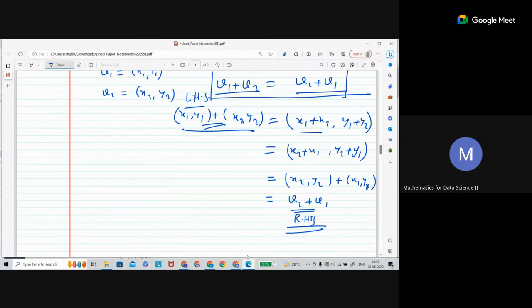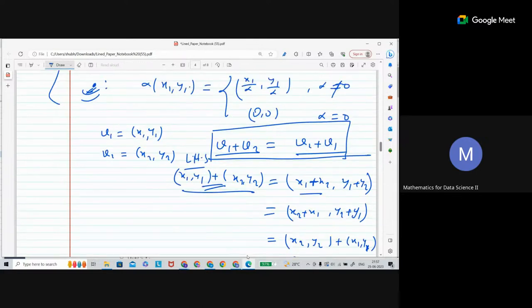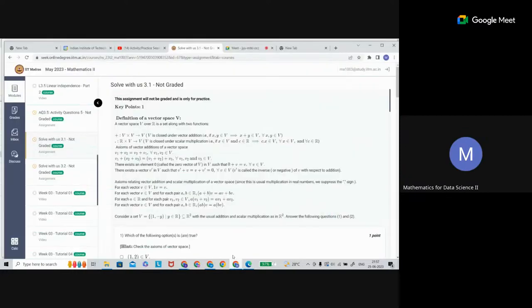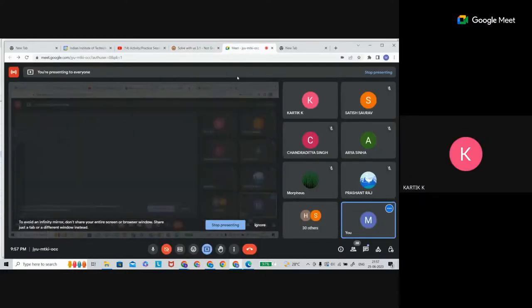That means yes, the first condition we are done. We are in the safe zone with the first condition. Is it clear? Is it clear to all of you? Yes, sir. Okay.